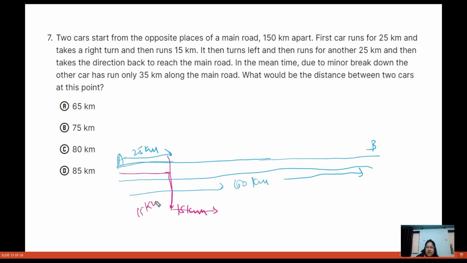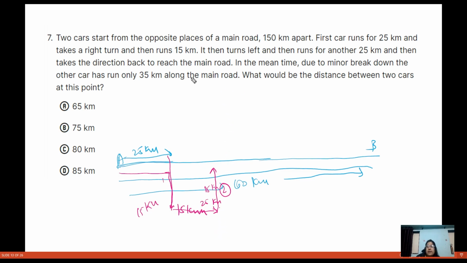So this is 15 km which he came along this road, and then he is turning left and runs another 25 km. Then he takes the direction back to reach the main road. To reach the main road, which direction is he going to turn? He is going to turn to the left and come back to the main road, because you are facing this direction. So obviously 15 km they must have traveled to come back to the main road.